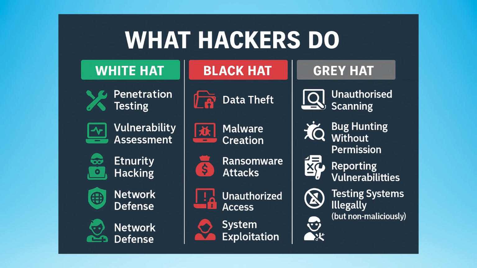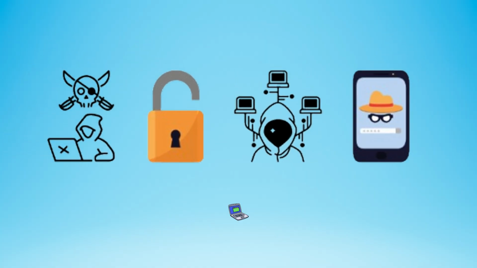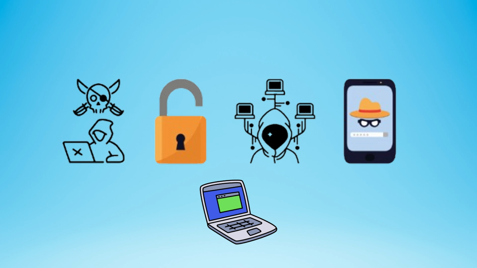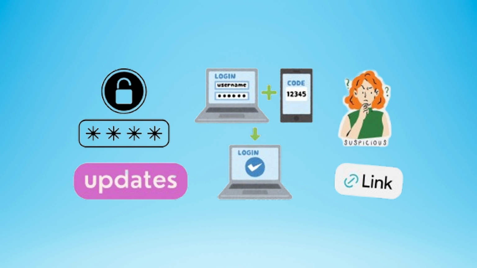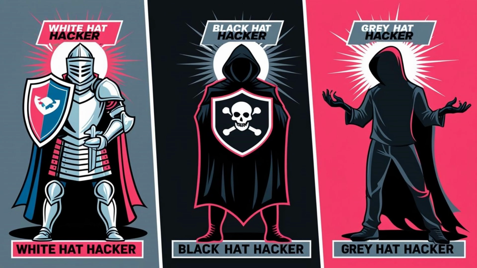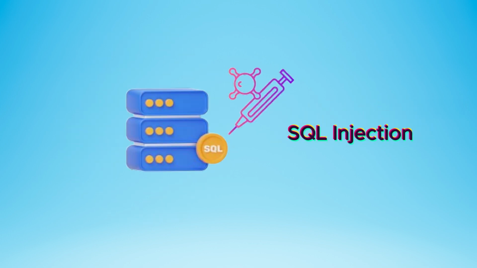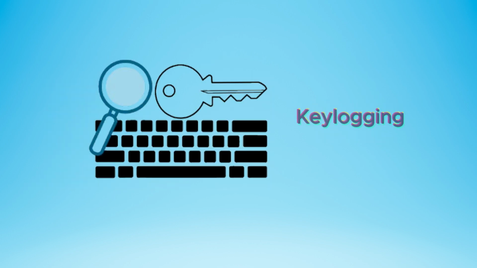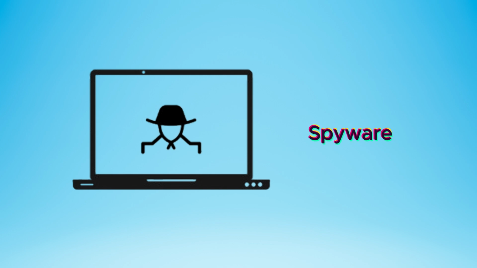Today's topic is hacking. Are hackers only after computers? Think again. Hackers today target everything, even your phone. You will discover how to prevent your devices from being compromised after watching this video, which covers white hat, black hat, and gray hat hackers, and their methods such as DDoS, SQL injection, phishing, keylogging, phone hacking, spyware, and SIM swaps.